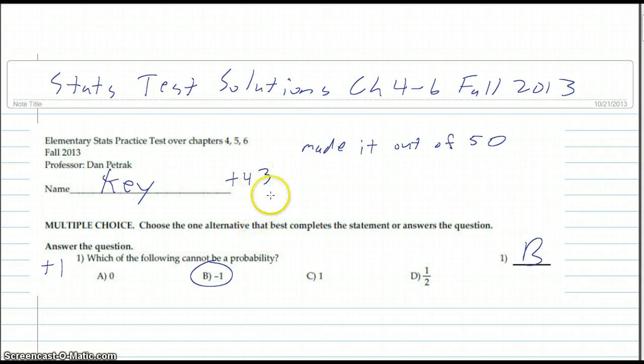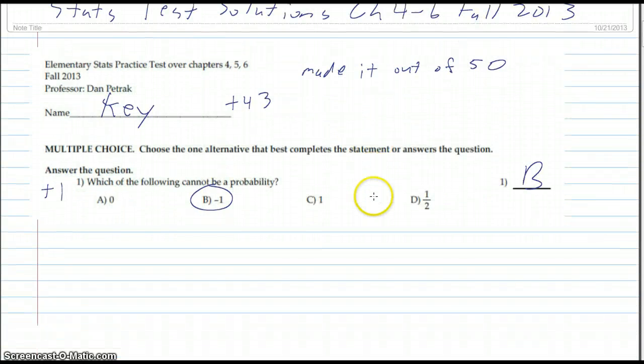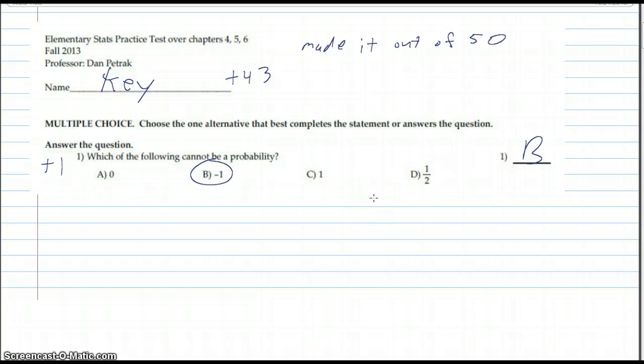There was actually 43 points in this exam, and the way I kind of curved it was I just made it out of 50. So if you got 42 out of 43, you really got 49 out of 50. So that kind of helped the people who did worse a little more. But for those of you that studied, you did great. For those of you that didn't study, not as well.